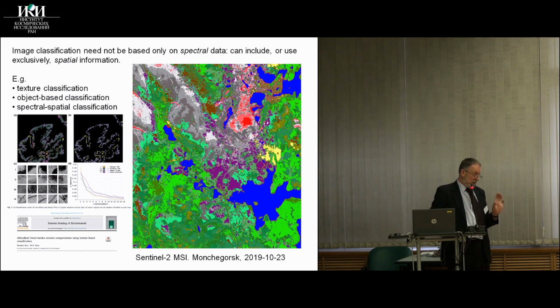Briefly, let me say, not all classification has to be multispectral. We can include as well or use exclusively spatial information, so we can use texture-based classification. We can combine texture and spatial data too.